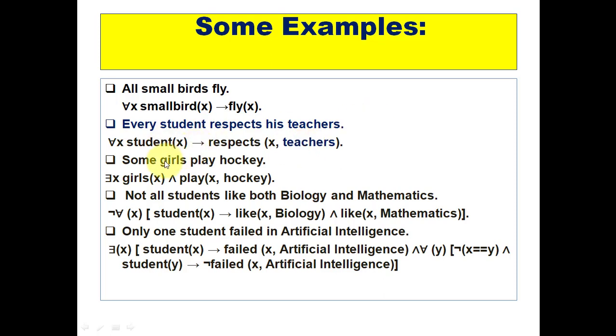Clear? Then some girls play hockey. Some girls. I'm not talking about all girls. So what quantifier will we use here? There exists. So there exists x, girls x. Again we will use the conjunction symbol here because we are using what? Existential quantifier. There exists x, girls x, conjunction, play x, comma, hockey.